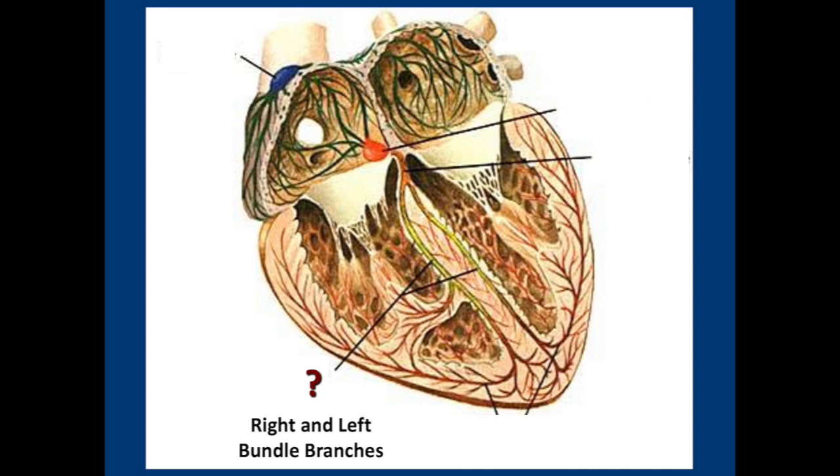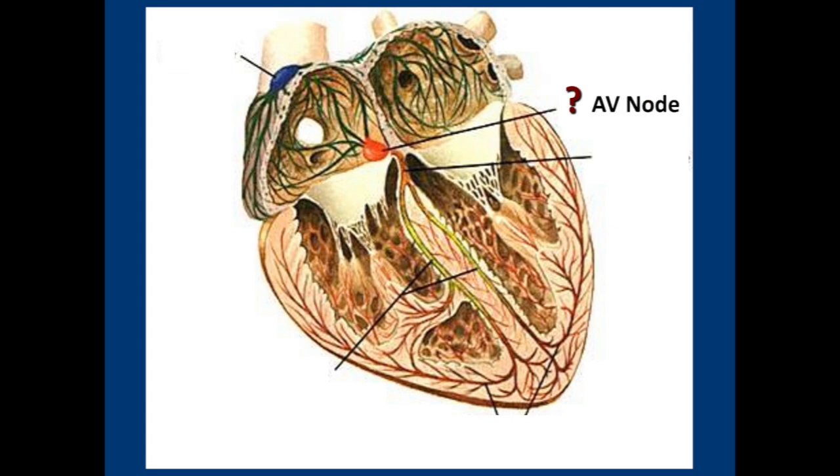These are the right and left bundle branches. So the patient is looking at us. The left side of the heart on this picture, if you will, is on our right, but the patient is looking at us. So we've got the right and left bundle branches. That anatomical portion is the AV node, the atrioventricular node.